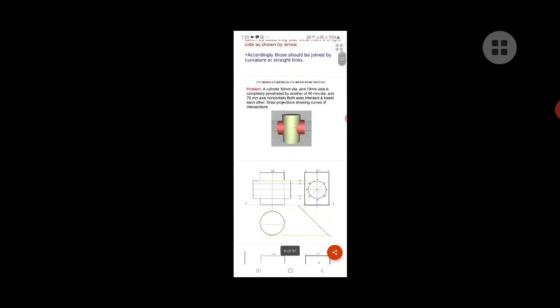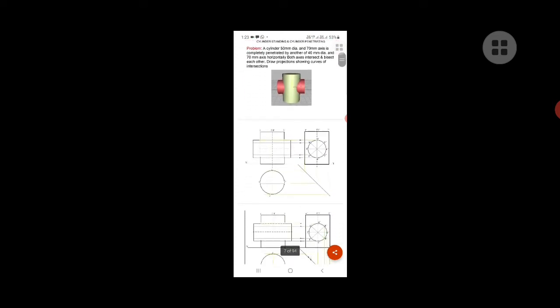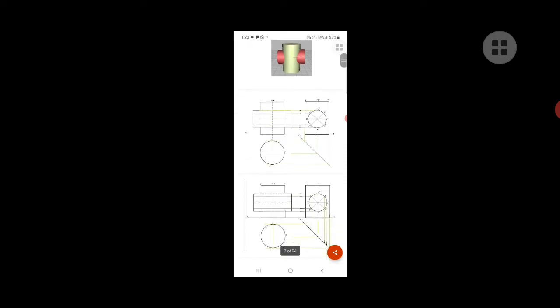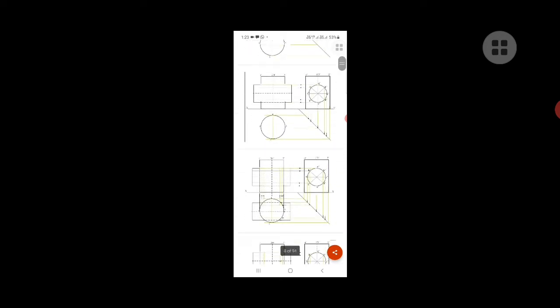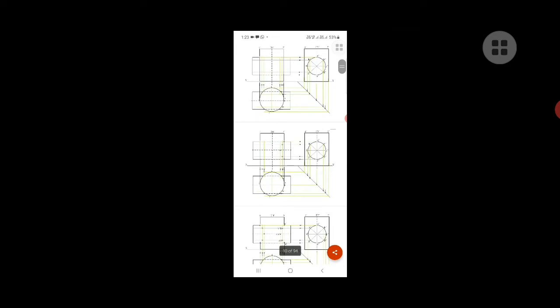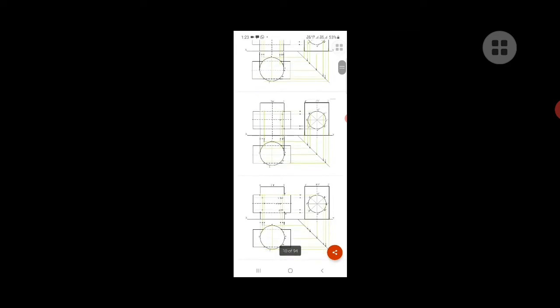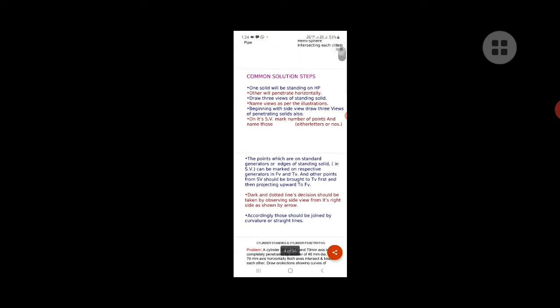So this is a problem: how to show the intersection of cylinder with cylinder? Firstly, mark all the points, then take all these points on the side view. So write down this. Firstly, what is a point? Common steps.